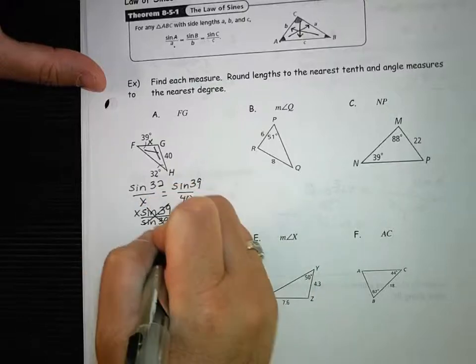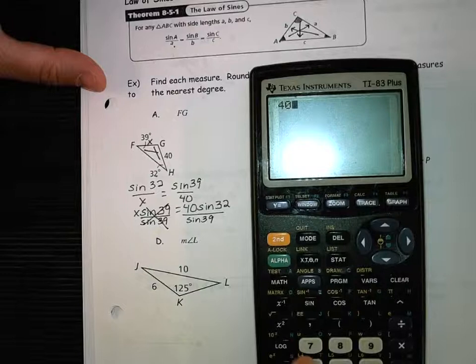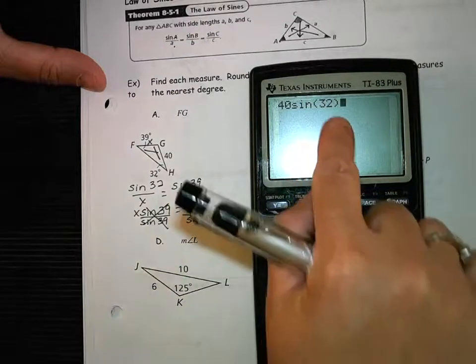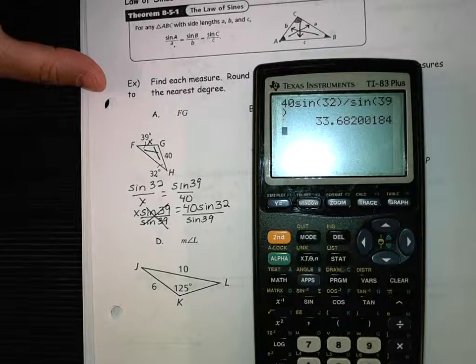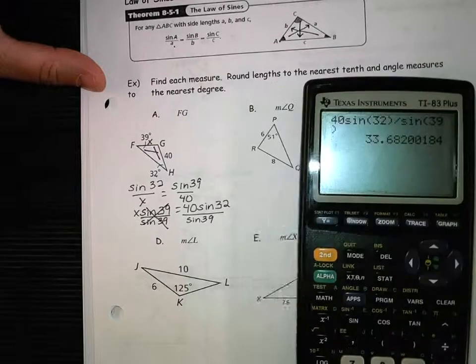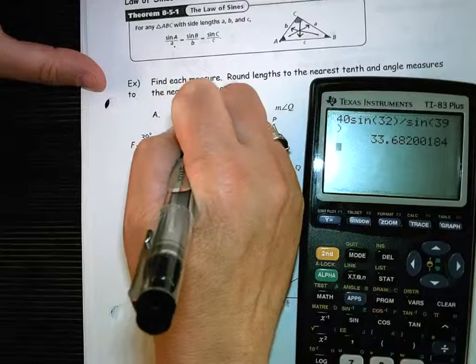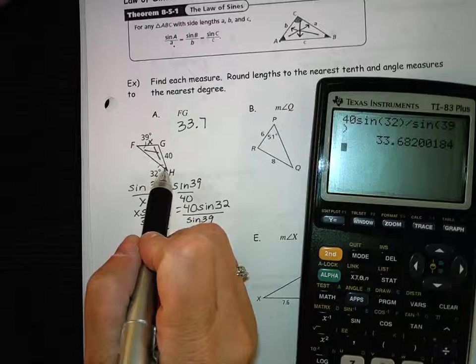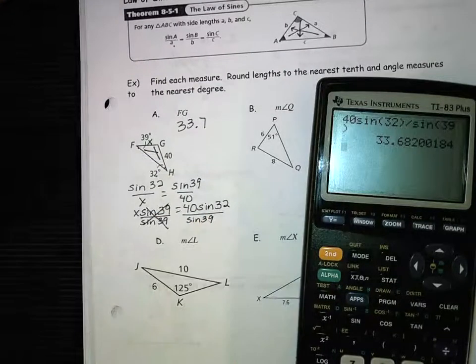This will cancel out. And then we can enter 40 sine of 32. Make sure you end your parenthesis there. Divided by the sine of 39. And when you enter that, it tells you that our side is 33.68. I'm going to round it to 33.7. Sine of 32 over X equals sine of 39 over 40.